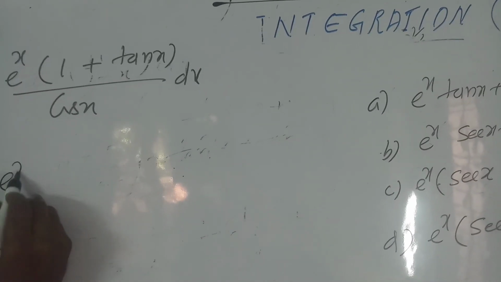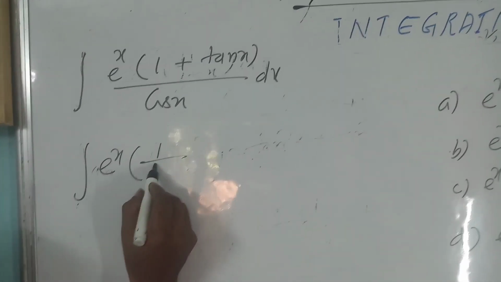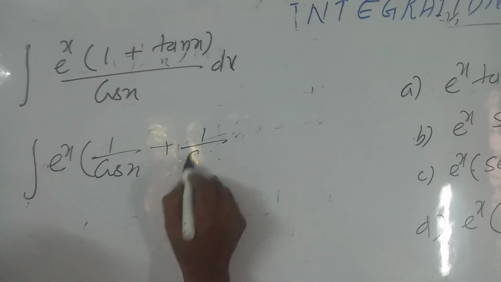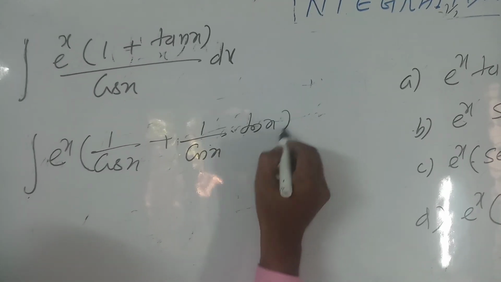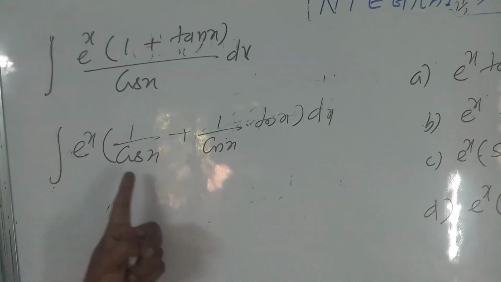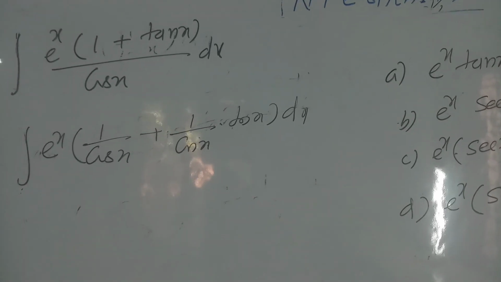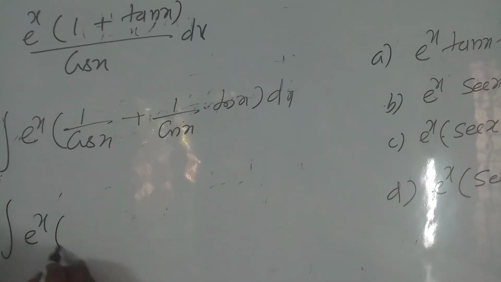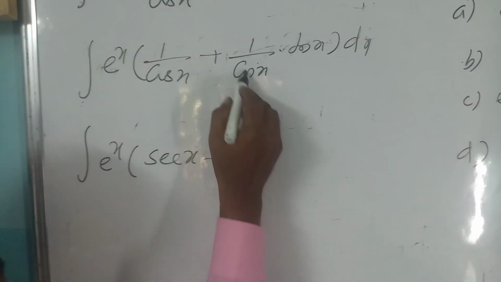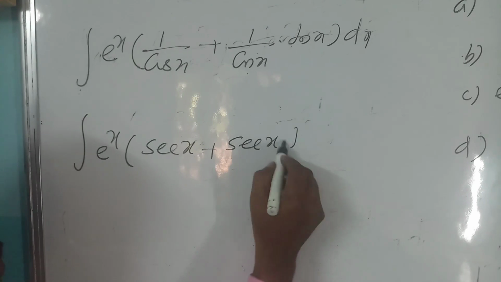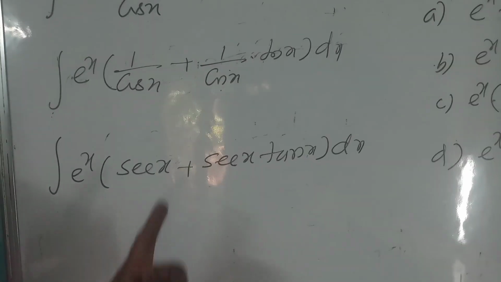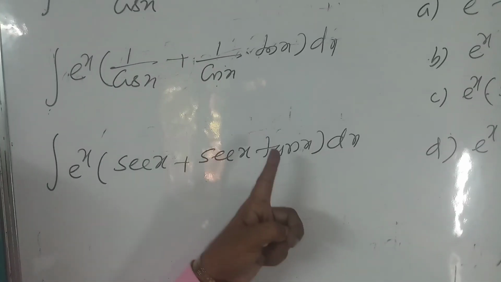We integrate e raised to x into 1 by cos x plus tan x by cos x dx. Okay. e raised to x into 1 plus tan x by cos x equals 1 by cos x plus tan x by cos x. That is 1 by cos x, which is equal to sec x, so e raised to x sec x. And tan x by cos x is equal to sec x tan x into dx. Okay, 1 by cos x means sec x.